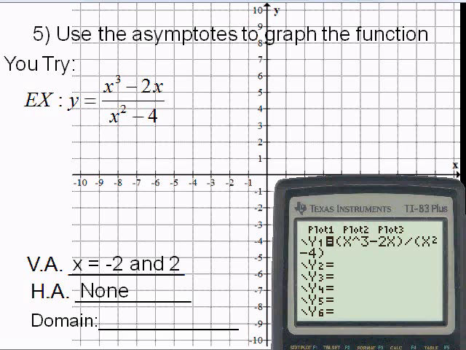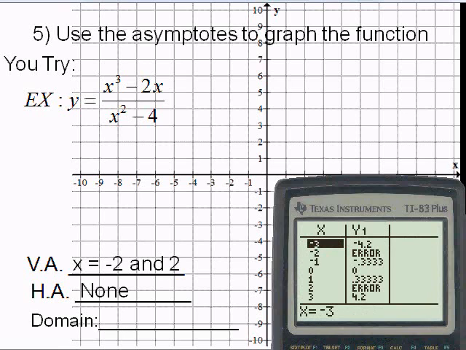And we go to our table, and we're going to assign some points before and after -2. So I'm going to do these in two chunks. The points before -2, the points after -2, and then the points after +2. So go ahead and graph those first, and then I'll show you the points after 2, and then we will show you the graph.